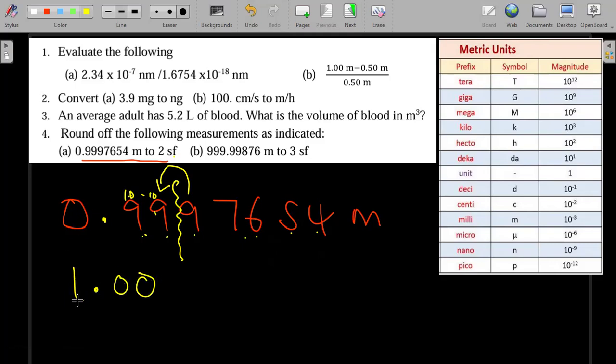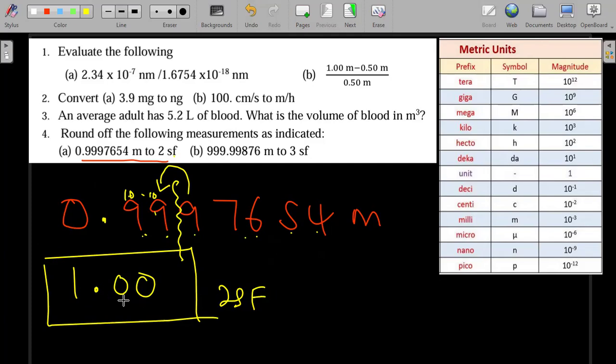So what I have is 1.00. But this is not two significant figures, because these two zeros will be significant because there's a presence of a decimal point. So I have to round it off again. This 0 is less than 5, so I won't add anything to it. So the final answer there is 1.0.